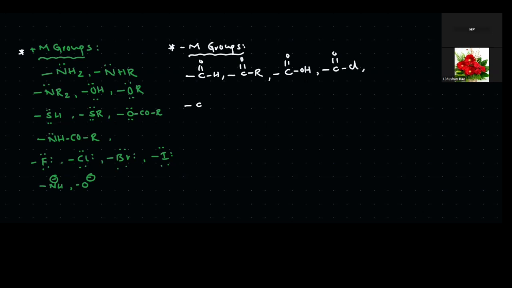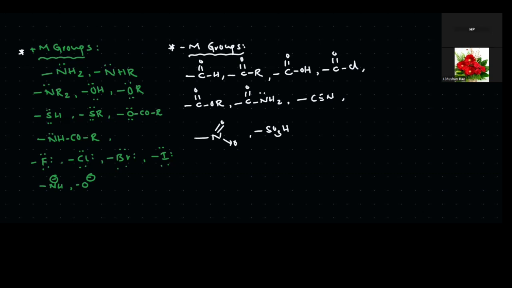C double bond O, OR ester. C double bond O NH2, amide. Next, C triple bond N, cyanide group. Next, N double bond O, this is the NO2 group only. Next, SO3H, sulfonic acid group. So on, these all are examples of the minus M group.